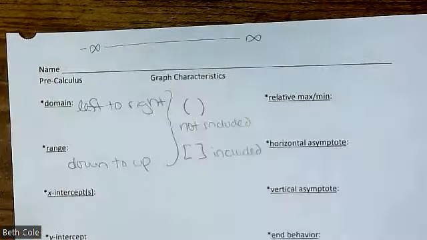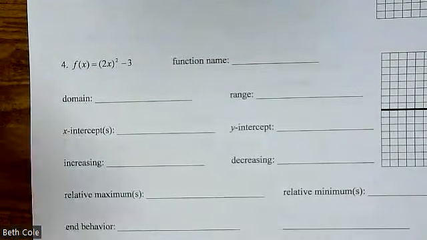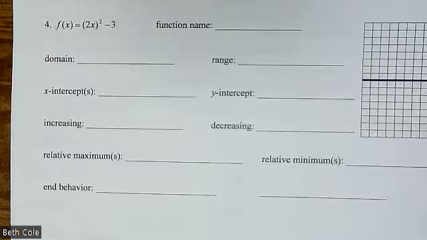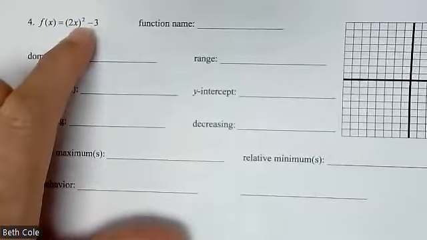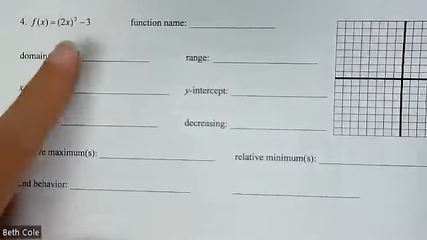So what I want us to do is number 4. We're going to do the characteristics and then go to the notes page, and then we'll come back until we get the whole thing filled in. I picked number 4 because it's going to have most of these characteristics. What is this one called? Number 4. Quadratic, good.